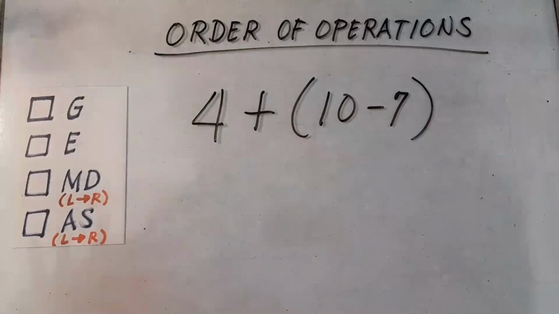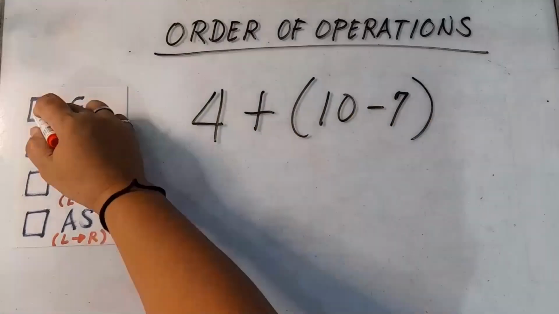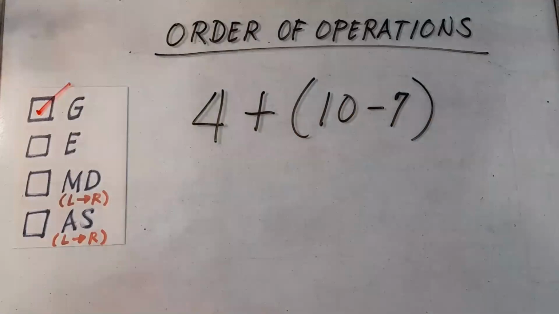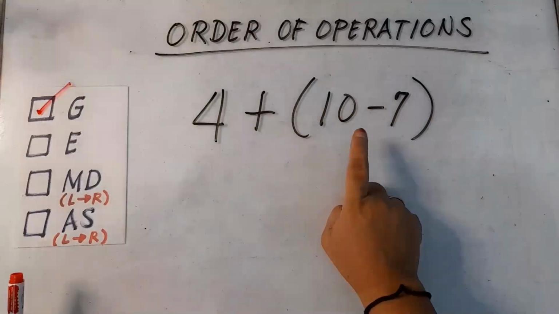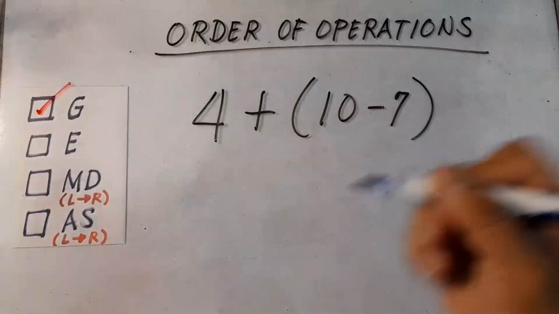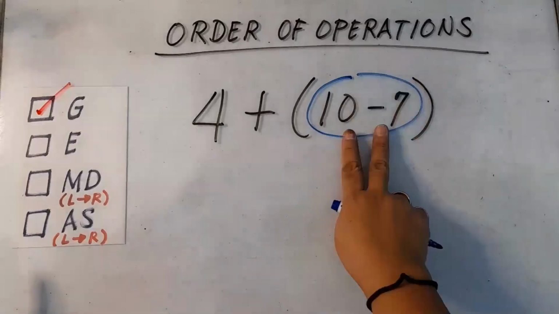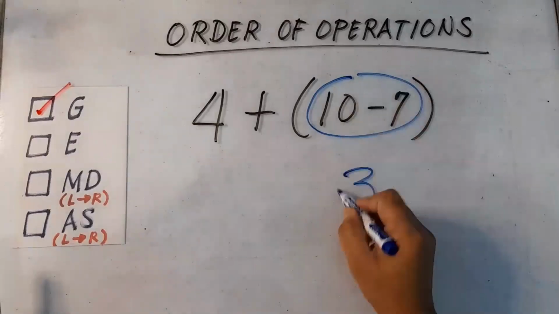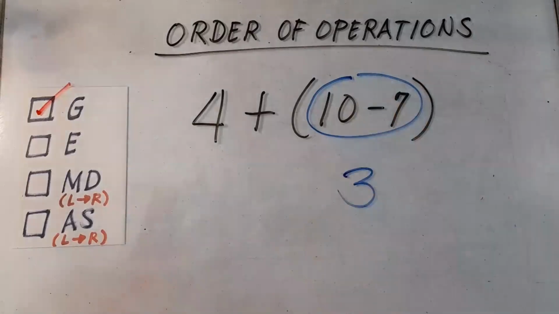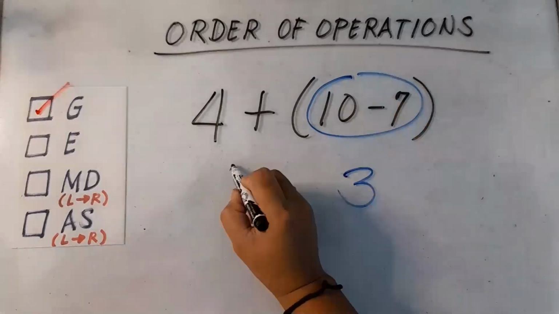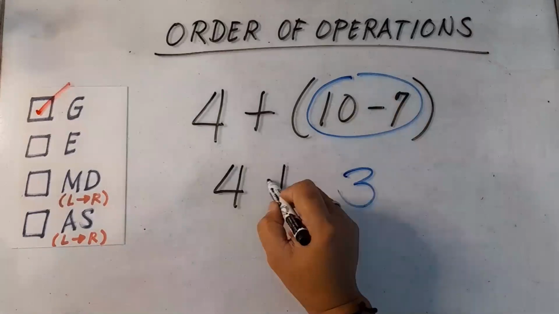Ang una natin gagawin ay yung grouping symbol. In this case, meron tayong grouping symbol, at ang expression na nasa loob ay 10 minus 7. So, ano yung 10 minus 7? That would be 3. And that 3 will be added now to 4.